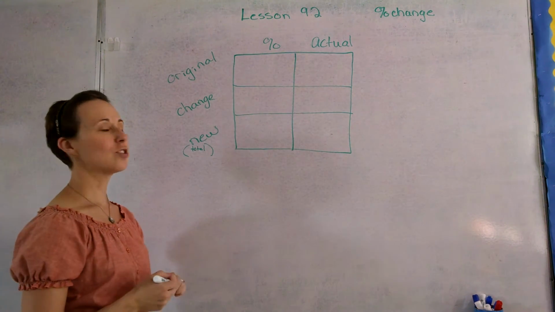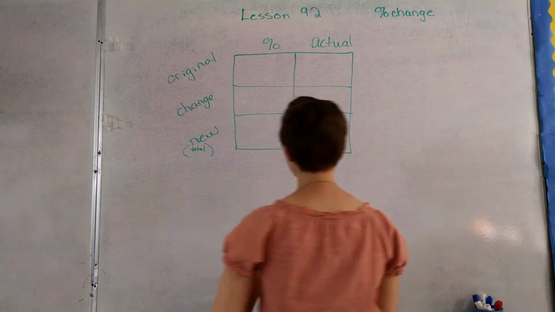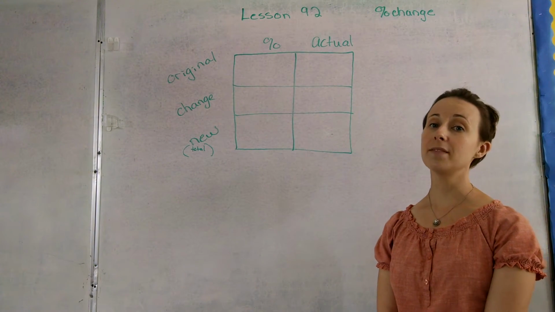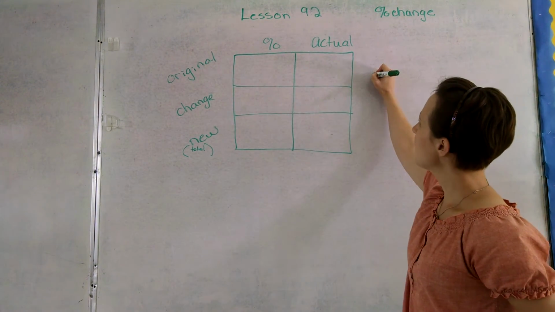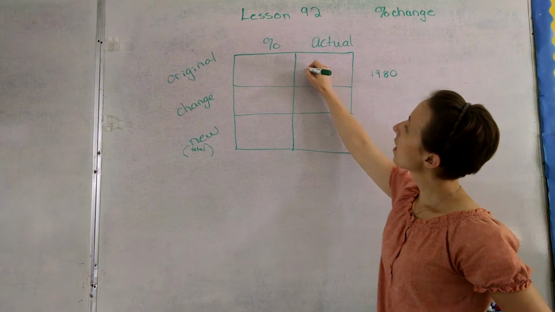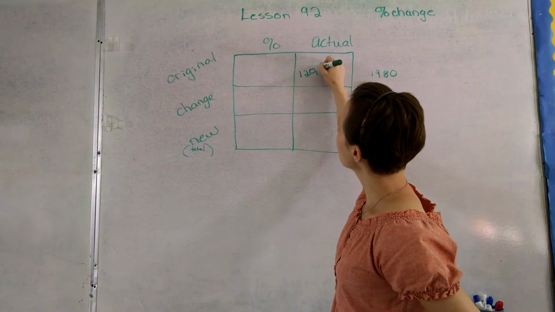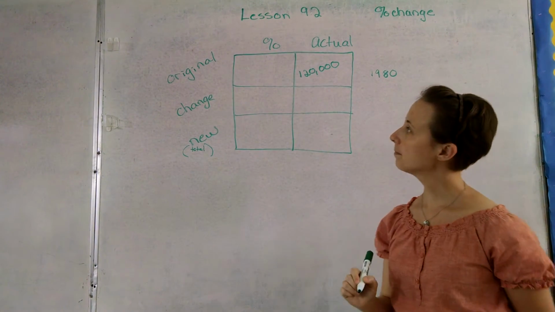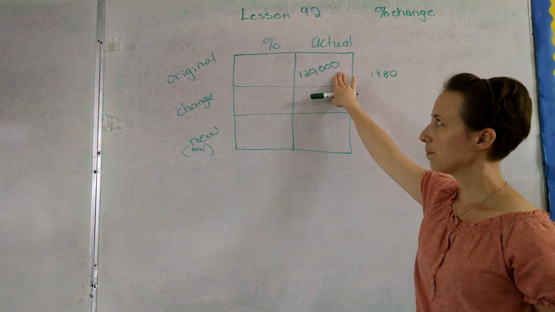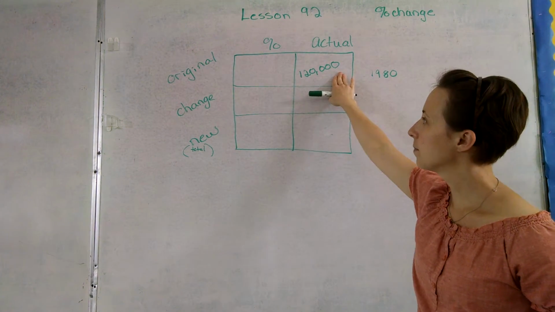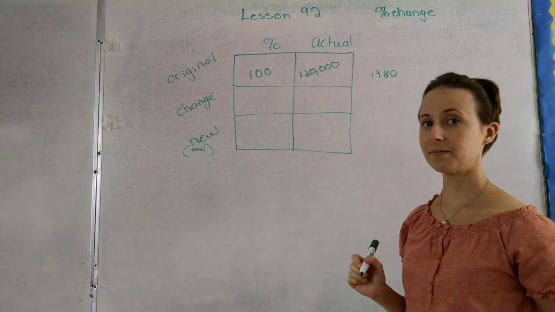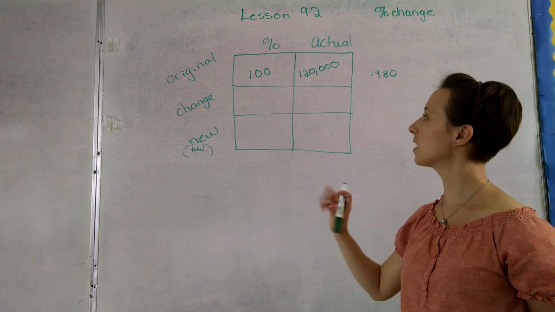Using that box that you just drew, let's say I have a population problem. Population means the number of people who live somewhere. So let's say that in 1980, I know, a really long time ago, there were 120,000 people living somewhere. 120,000. That's our original amount. That's going to be 100%. That's all of them. That's 100%.